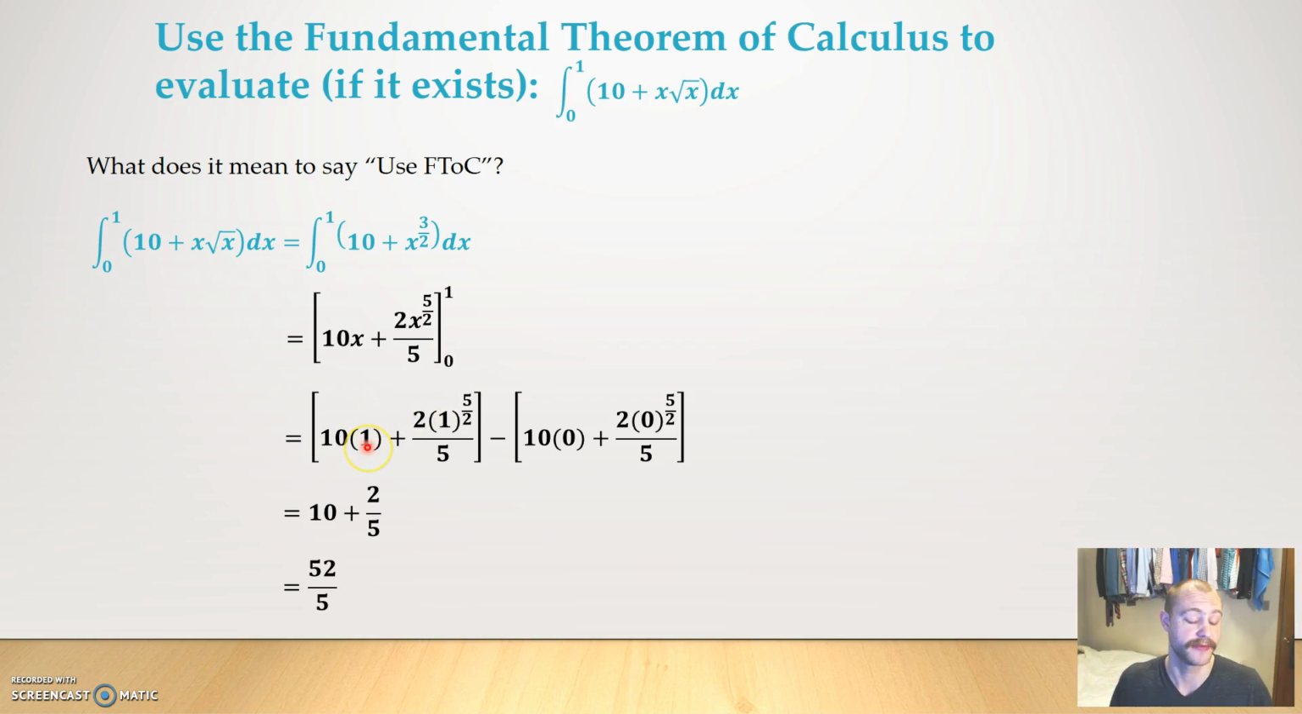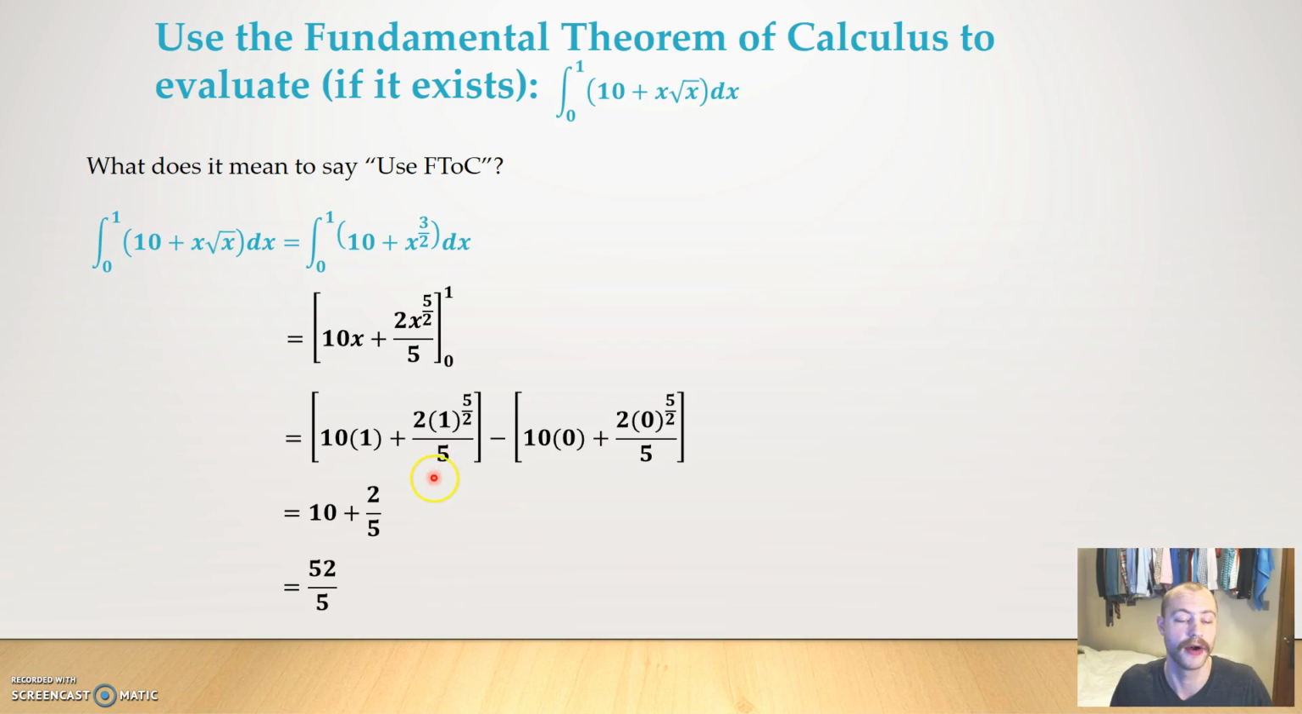So 10 times 1, I have no idea how to do that. If someone has a calculator, that would be really helpful. 1 to the 5/2, no clue. Need some help. 10 times 0. I know none of these calculations. I have no idea how to do this stuff here. Let's just pretend this is 0. Okay, this is some stuff.